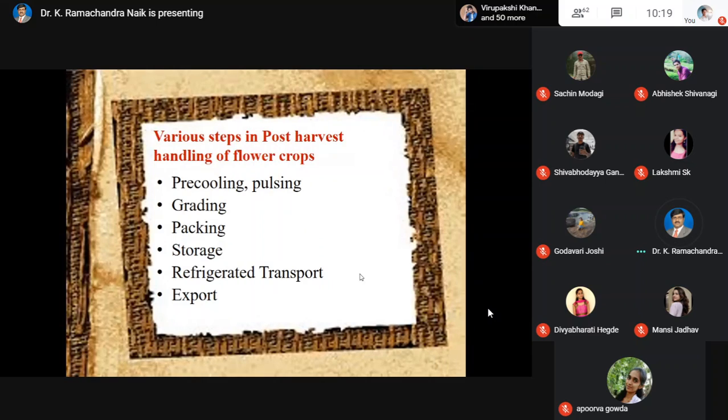Pulsing is a process of dipping the flowers in a concentrated solution of sugars or some other such chemicals. Those chemicals act as motivating molecules to maintain their turgidity or pulpiness, bulginess, erectness, freshness. Those things will be maintained by using the pulsing solutions.